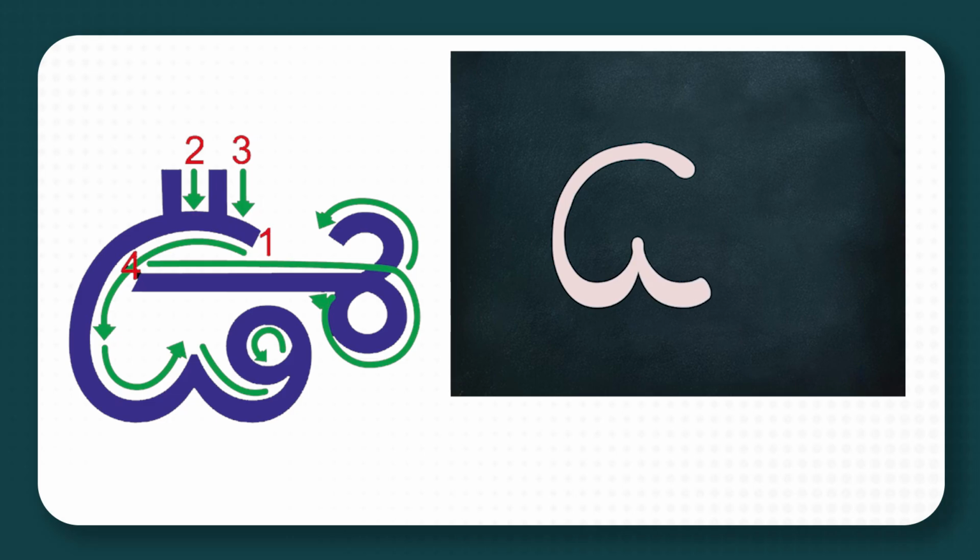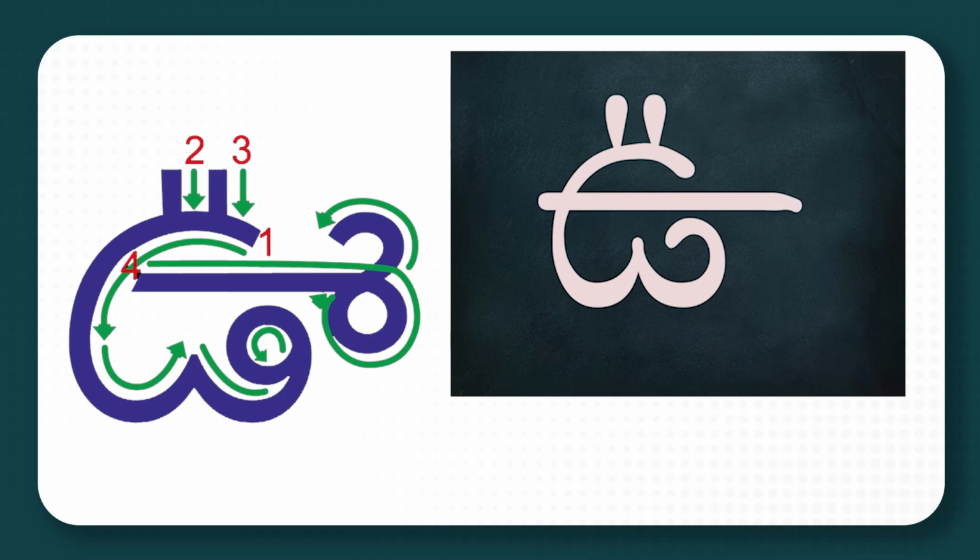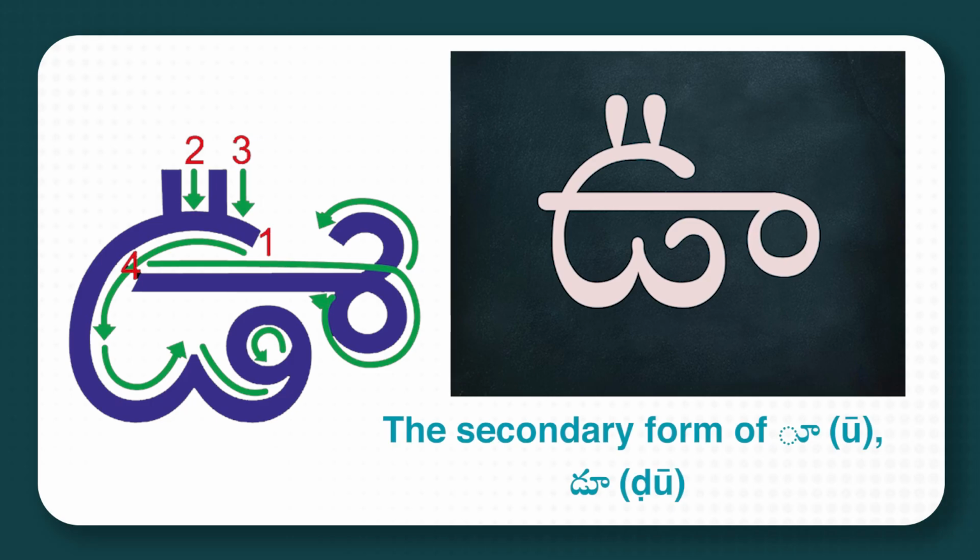In writing, it is formed with smooth, curved strokes. It is written by first drawing the main curved body and then adding the upper extension that distinguishes it from U. The stroke should be neat, rounded, and evenly proportioned to clearly show the long vowel form. Secondary symbol of U always appears right side of the consonant.